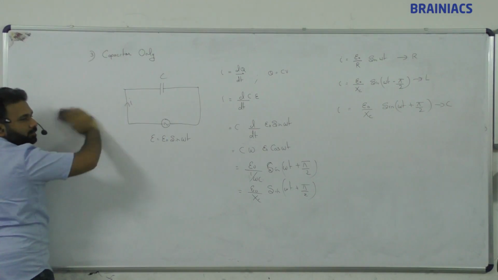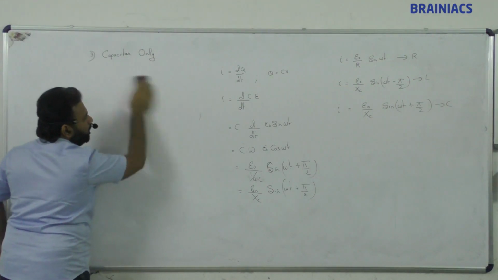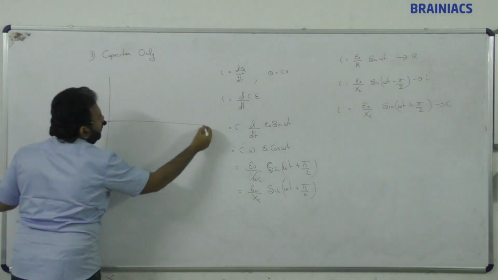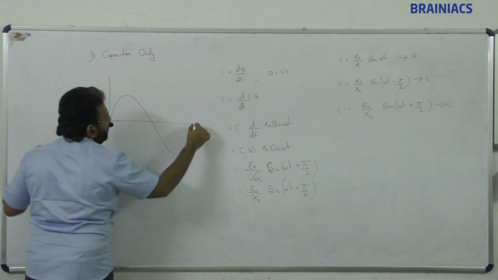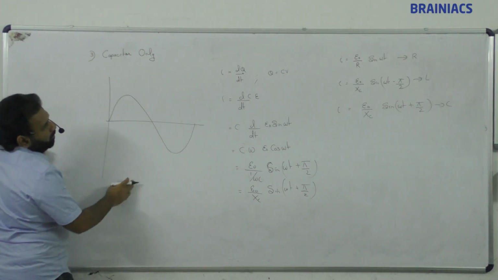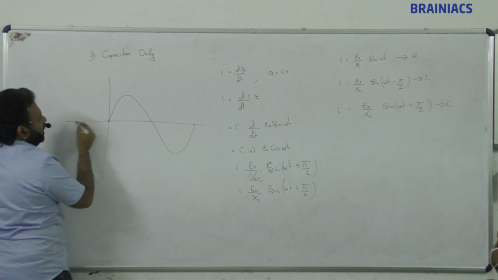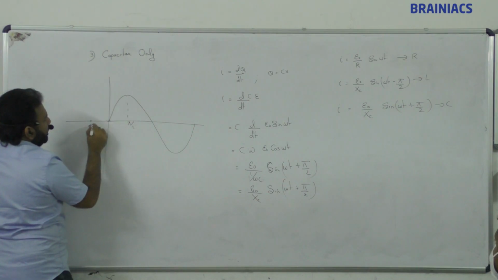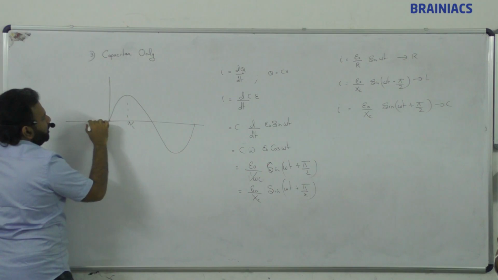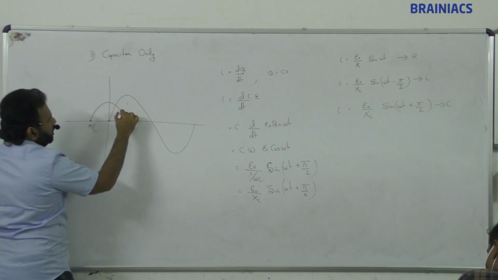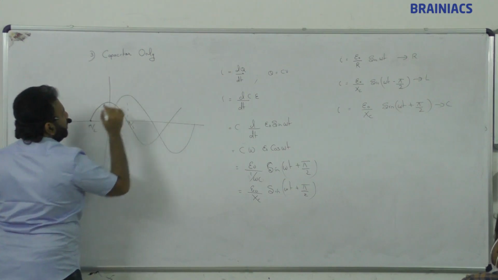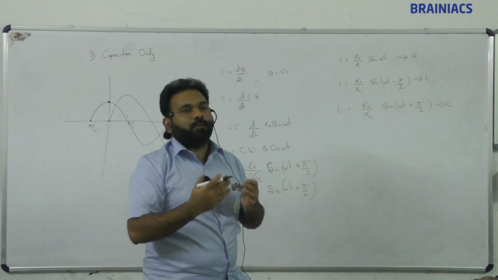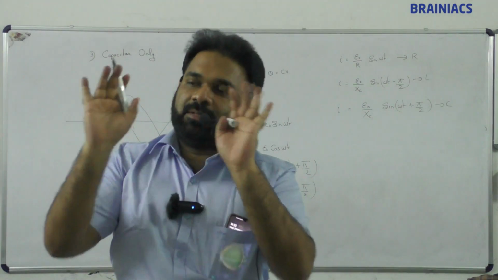Can I erase the circuit? So what will happen if E = E naught sin omega t? Then current will be leading. Current leading by pi by 2 means it will start from here and go like this. Pi by 2 early, it will reach maximum.